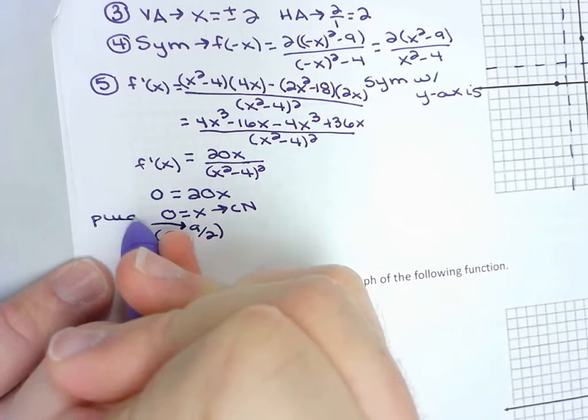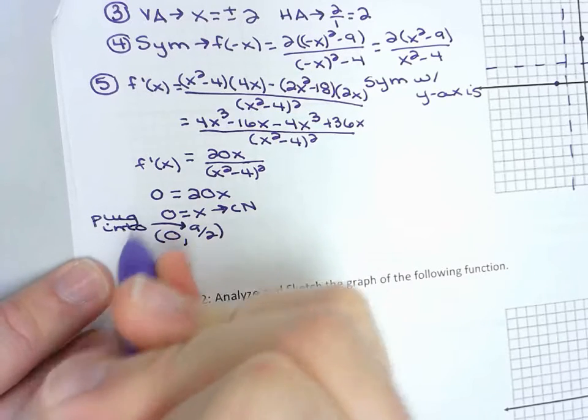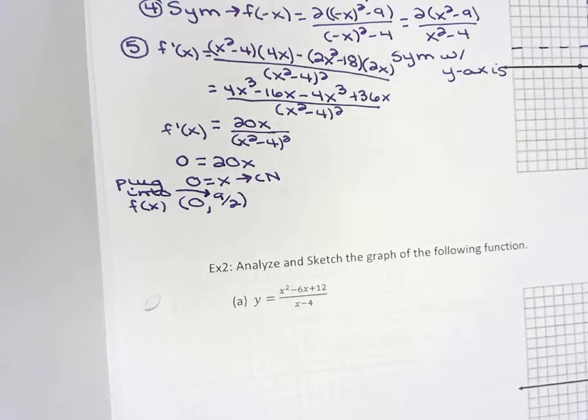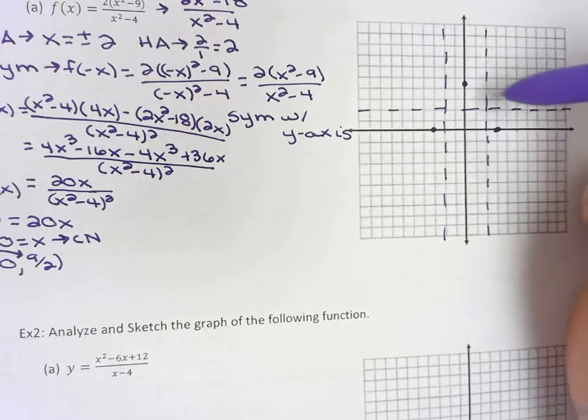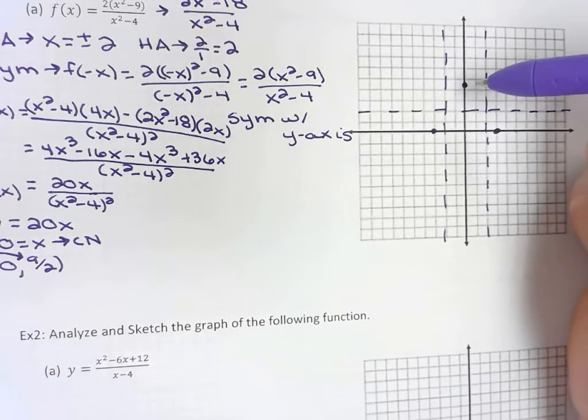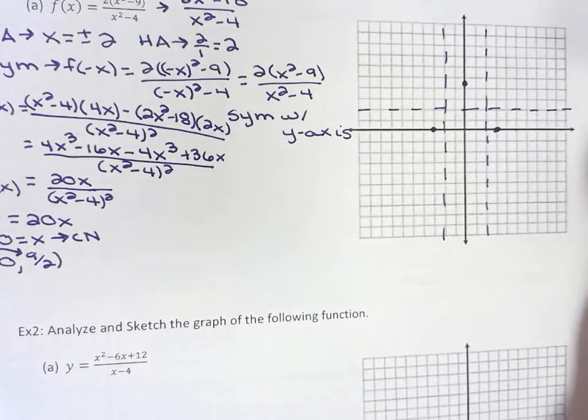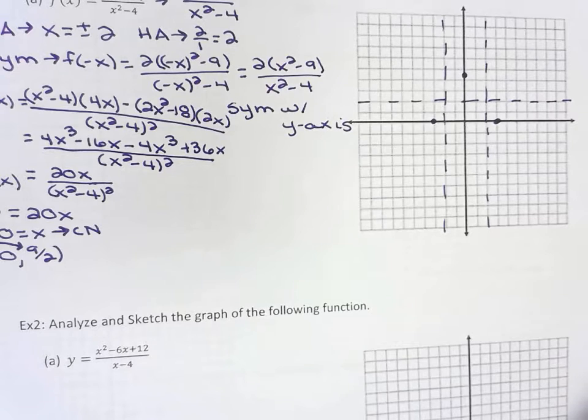Plug into f of x. So I'll just make a side note so you know where that 9/2 comes from. You plug x back into your f of x or your original. So that is my critical point. So that tells me where I'm going to switch, not concavity, increasing, decreasing. Now as I look at this, it should kind of continue to make sense with your graph. I have a point here, that is my y-intercept, so that is also my critical point. So that is where I'm going to switch from increasing to decreasing.